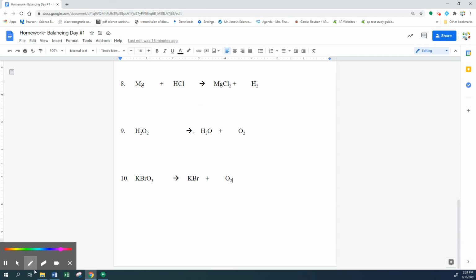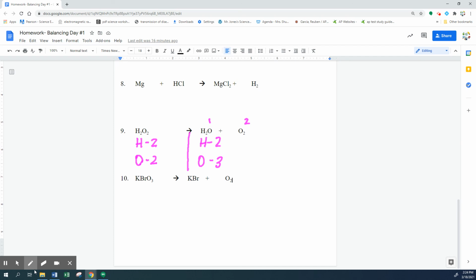For numbers 9 and 10, for number 9, we're going to draw our line separating the reactants from the products. We only have 2 reactants, hydrogen and oxygen. And there are 2 of each. On the other side, there are 2 hydrogens and 3 oxygens, because remember we have 1 here and 2 here, and we have to add them together. So the only thing that does not balance is oxygen right now.